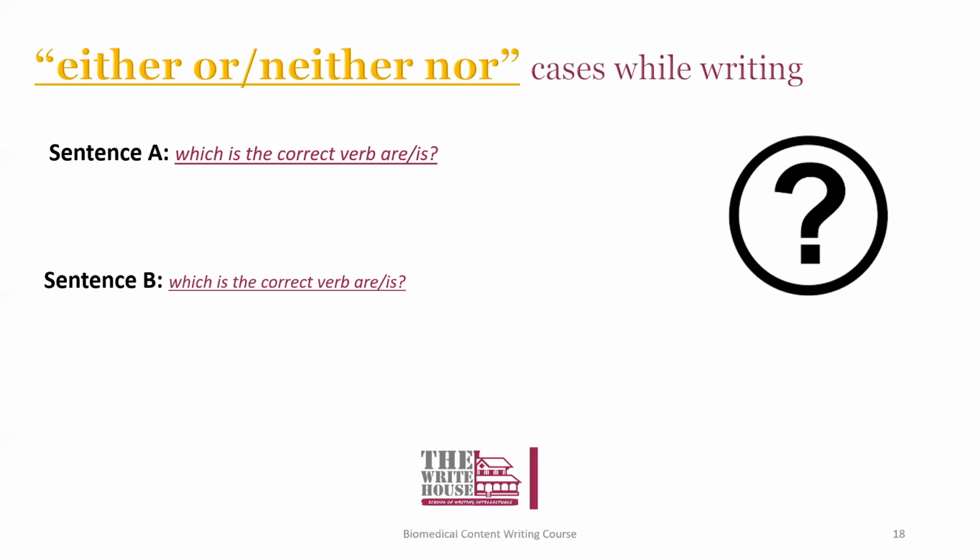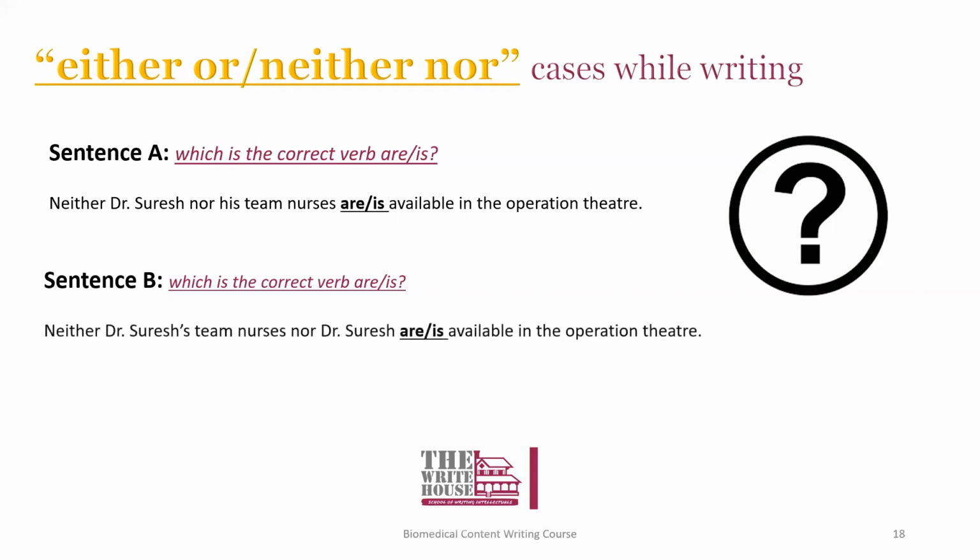Now, either or, neither nor cases while writing. If you see sentence A, which is the correct verb, are or is? Neither Dr. Suresh nor his team nurses are or is available in the operation theater. Now, the other sentence says neither Dr. Suresh's team nurses nor Dr. Suresh are or is available in the operation theater. In these two sentences, which particular verb should be used, are or is? This is the question we need to think about.